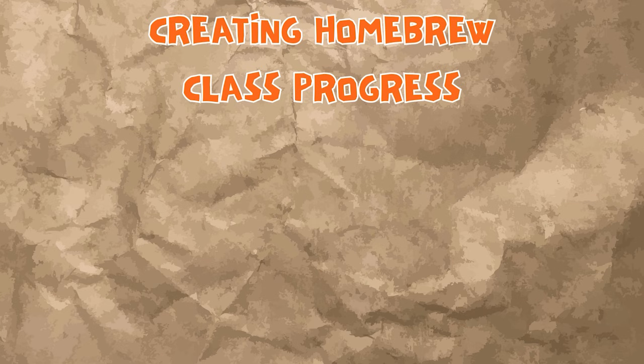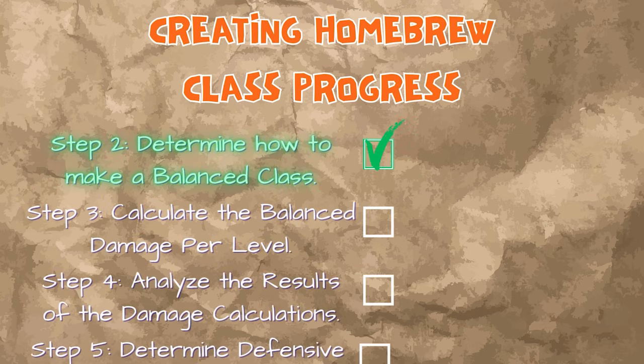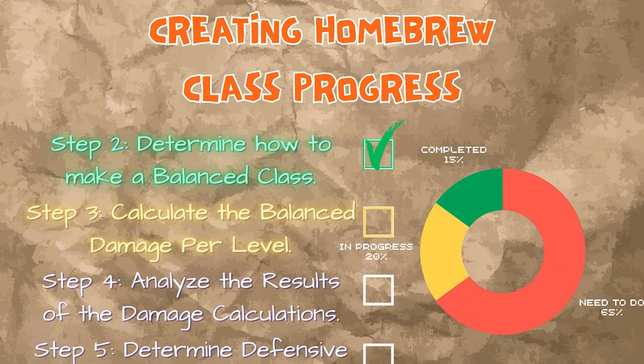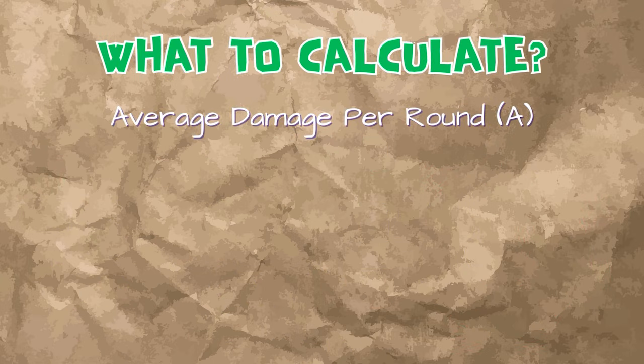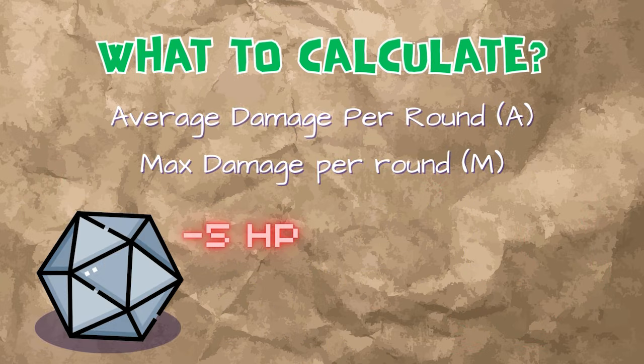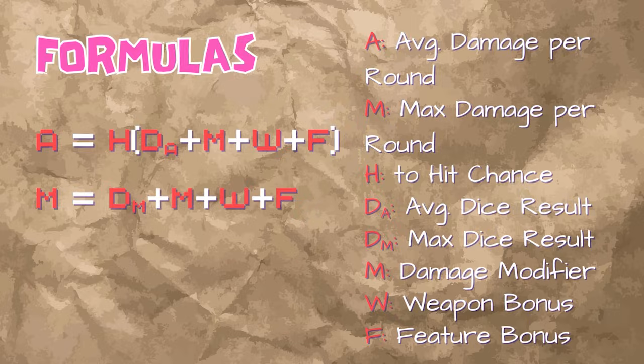We've controlled all of the variables we can. Now, let's get into the actual damage calculations. The main numbers that I want to look for is the average damage per round and the max damage per round. I've already come up with a formula to do those, and I'm going to show them on screen now.